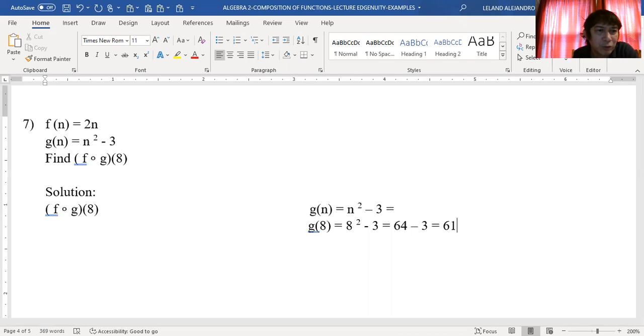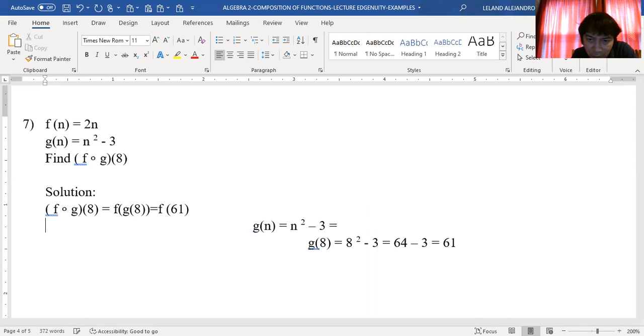Now we're ready to do the required. We're asked to get this one. So that means we're going to have here f of g of 8, and this means f of 61. F of 61 there.